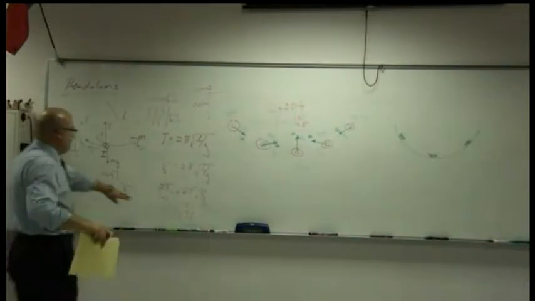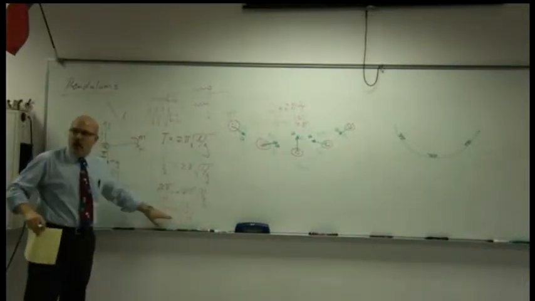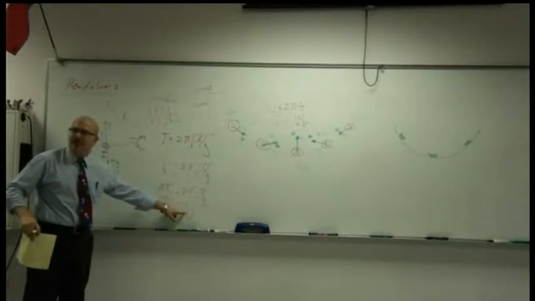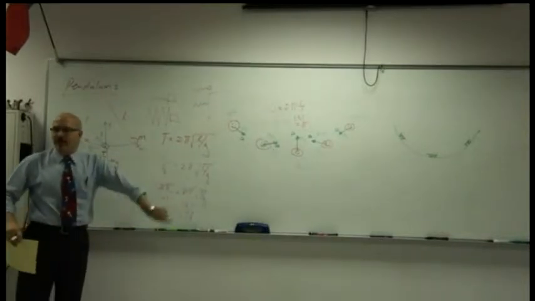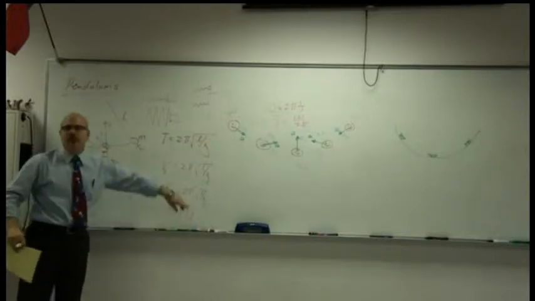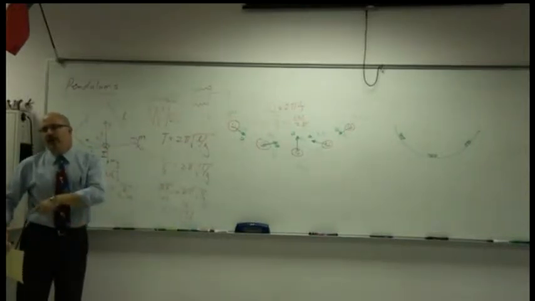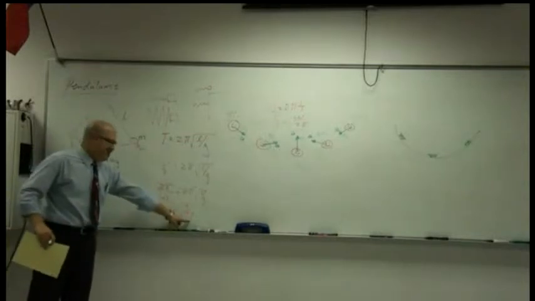Same thing here. G over L. Omega is the square root of G over L. So in order for this to go faster, if you take this to a bigger planet with a larger gravitational field, it'll swing back and forth faster. You take it to the moon and it swings slower. You take it out in orbit, it's just chilling. Very nice.